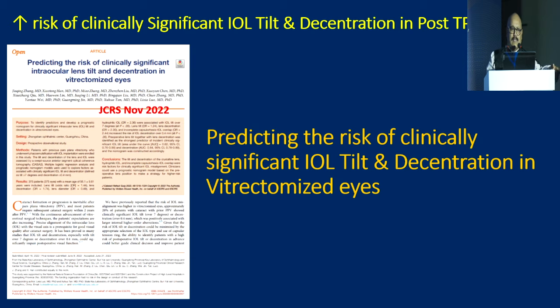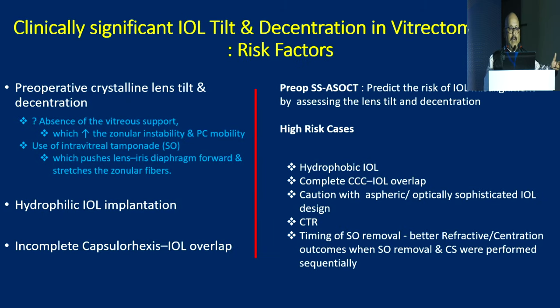Some of the recent advances have modified the way we manage these patients. We always look for the preoperative lens tilt and decentration with swept source OCT-based biometry techniques, because, as I mentioned earlier, there is an increased incidence of tilt and decentration in these eyes. This incidence is more commonly seen in patients with hydrophilic IOL when the rexis is incomplete or there's no 360 degree overlap. So in this kind of high risk case, always use a hydrophobic IOL. Make sure that the rexis is 5 millimeter, well centered, and overlaps the optic.